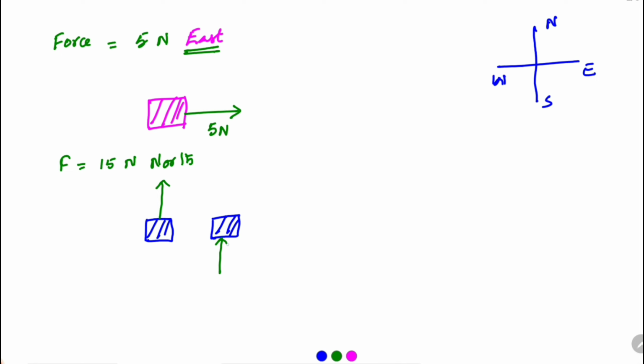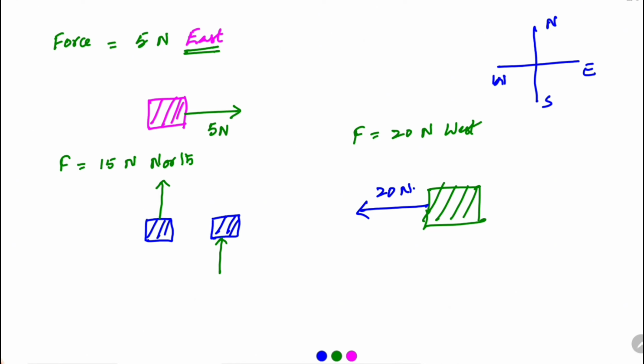Both are correct. Clear? For example, I have written force is equal to 20 Newton west. Then how do you have to draw that or understand it? There is a body. On this body, force is acting in the direction of west. How much force? 20 Newton. So remember, whenever you are writing force, write magnitude with the direction. Clear, children? Don't forget to mention the direction of force. It's very important.